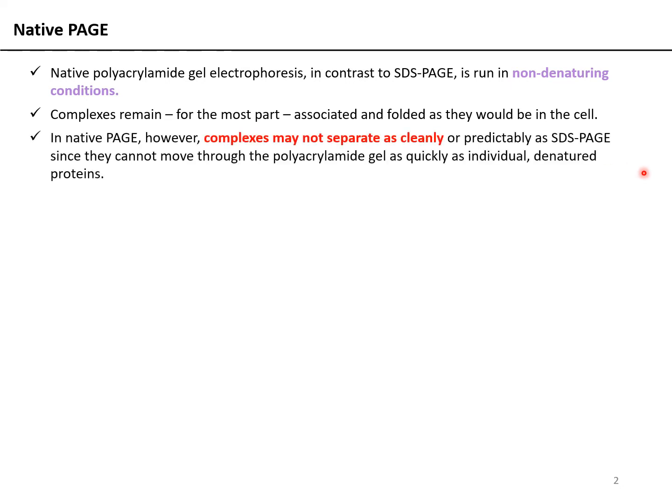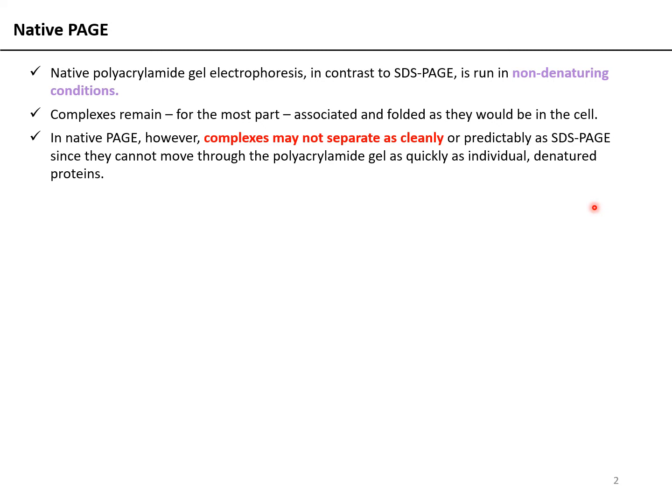So in native PAGE, however, complexes may not separate as cleanly or predictably as in SDS PAGE. Why? Because since they are not denatured, individual proteins face more resistance while migrating through the polyacrylamide gel. In SDS PAGE, the entire aim was to resolve proteins solely on the basis of their molecular weight. We did not want their tertiary structure or their association or interaction with other proteins to play any role in this resolution of the proteins, and therefore we denatured the proteins and coated them with a uniform negative charge.